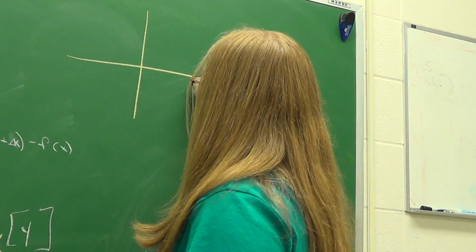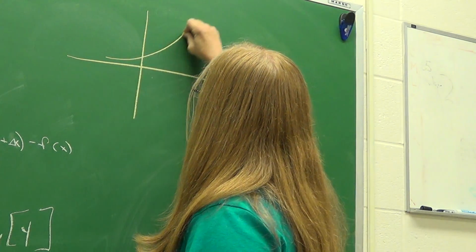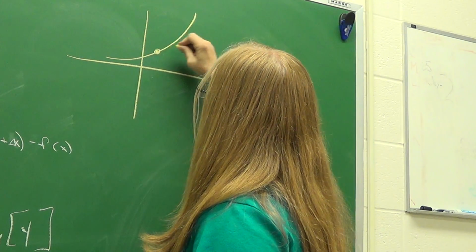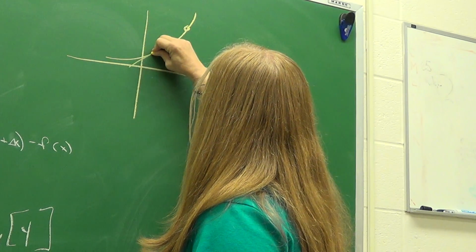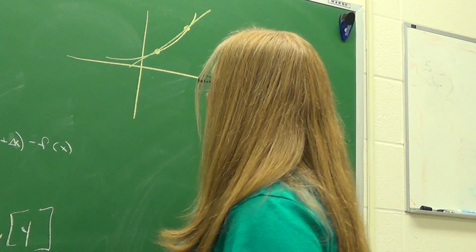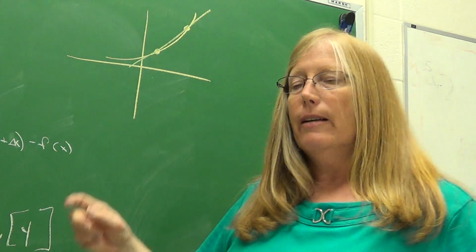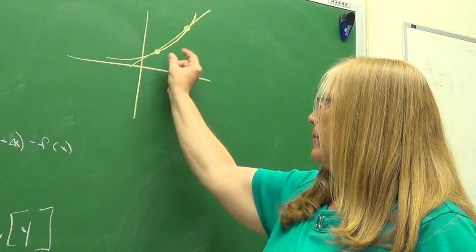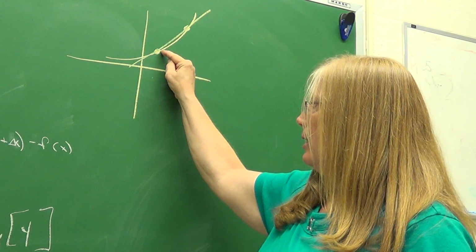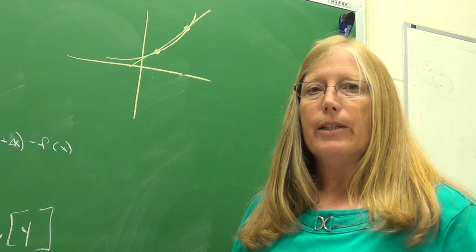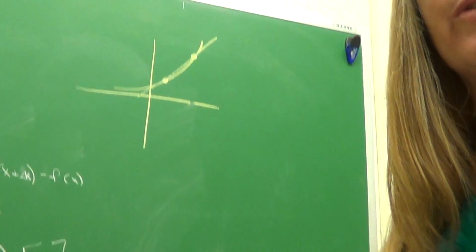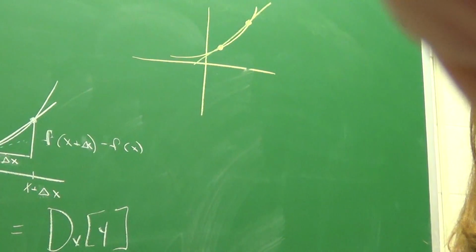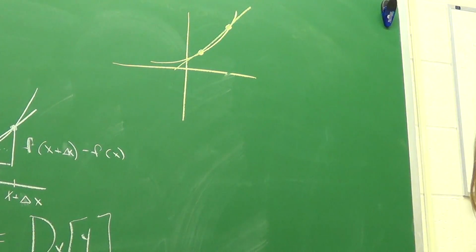So, let's draw in our graph. We're looking for the slope right there, and we're going to use the secant to help us, and we're going to shrink that change in x from here to here, and as the point goes closer and closer, the secant becomes a tangent.